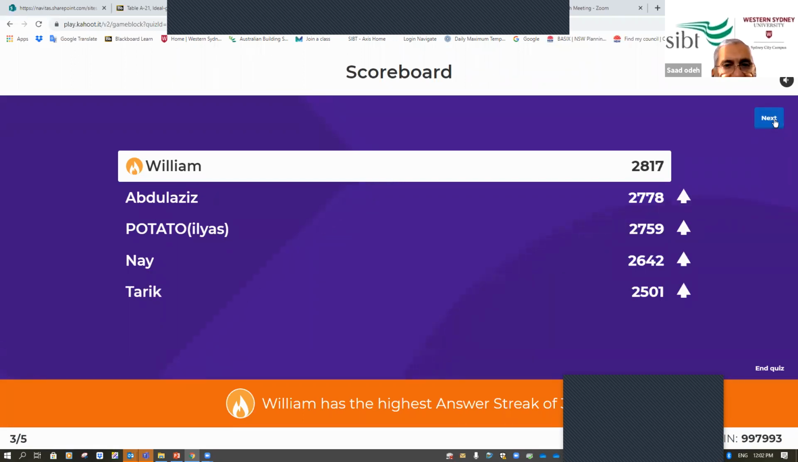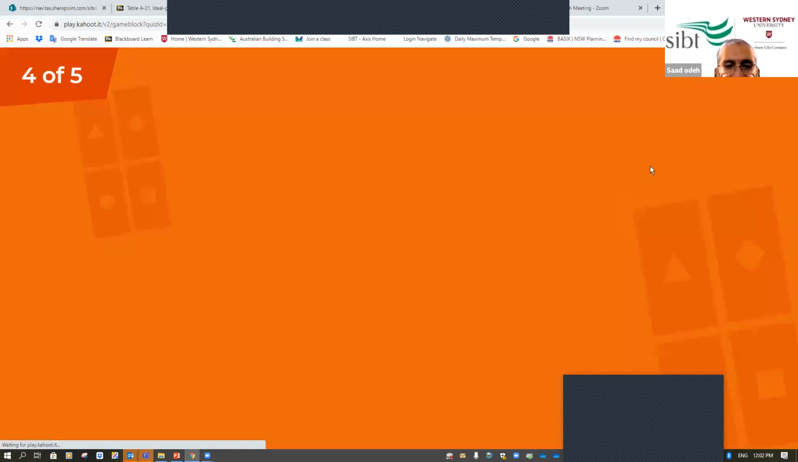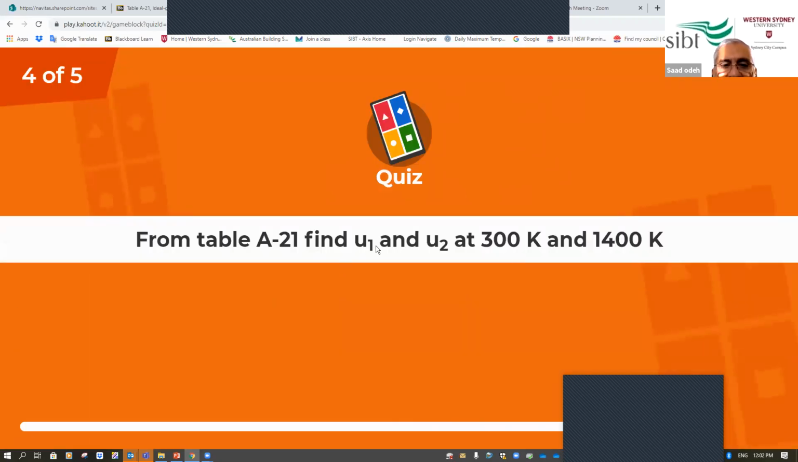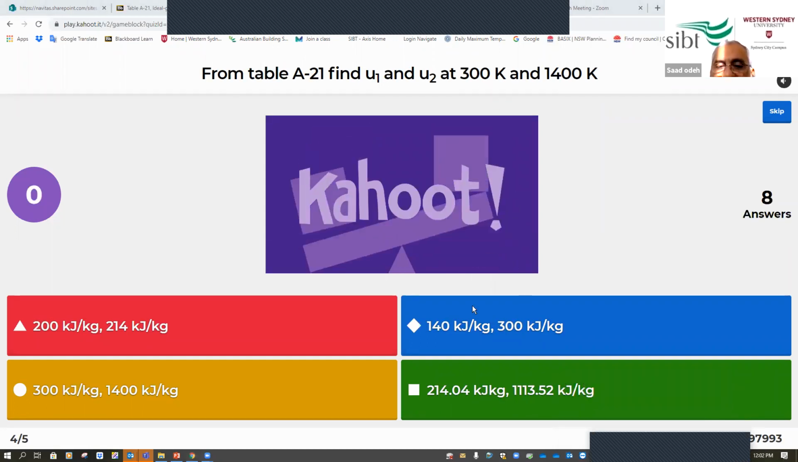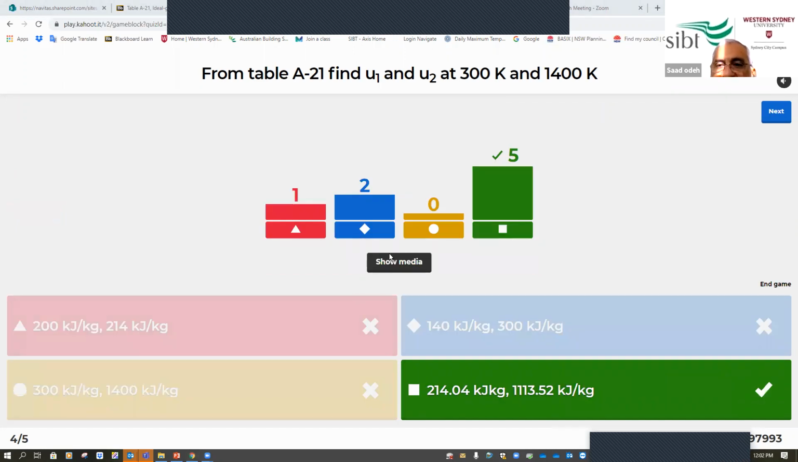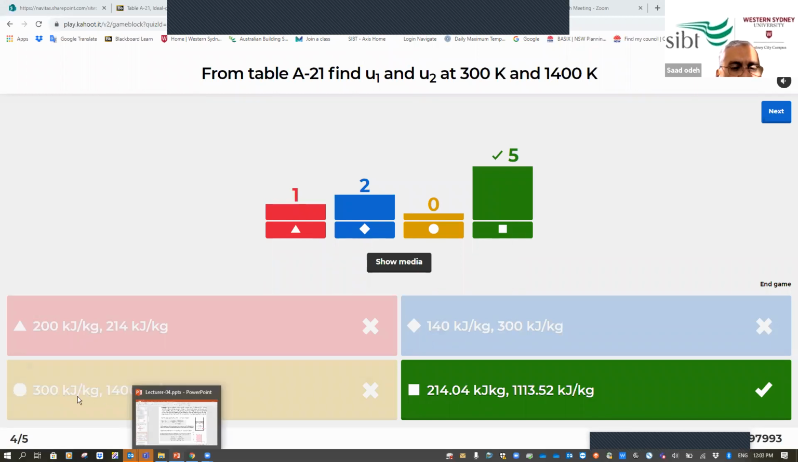Okay, this is number 4. From table A21, find U1 and U2. You need to open table A21. Just go to this temperature and find out what it is. Sorry, this is quite short, should be 1 minute anyway. But you know what to do, right? Let me take you to that.